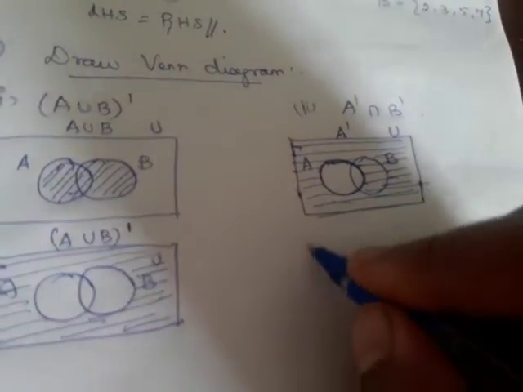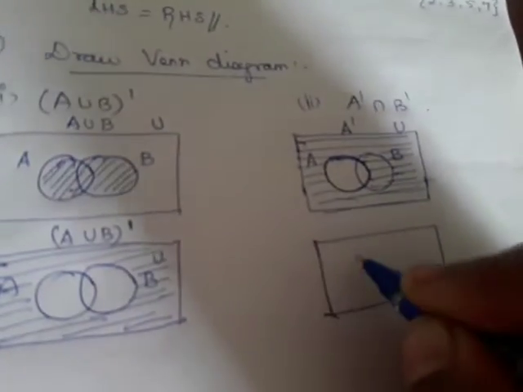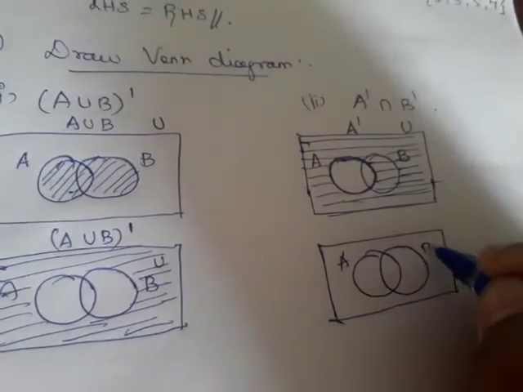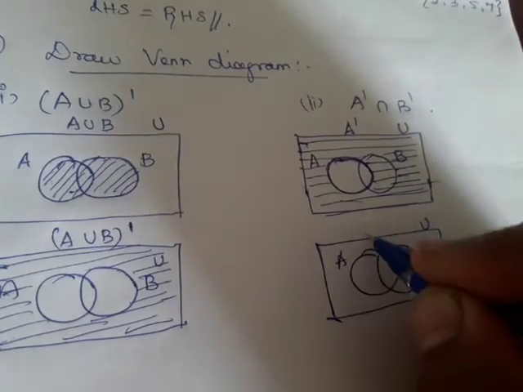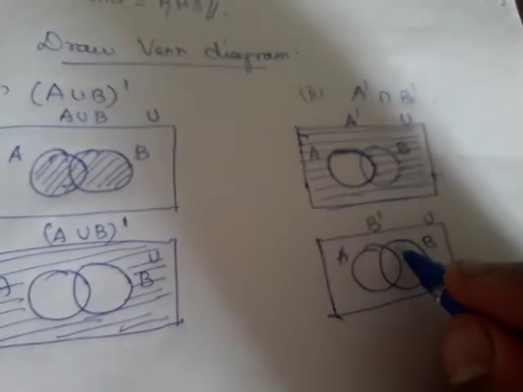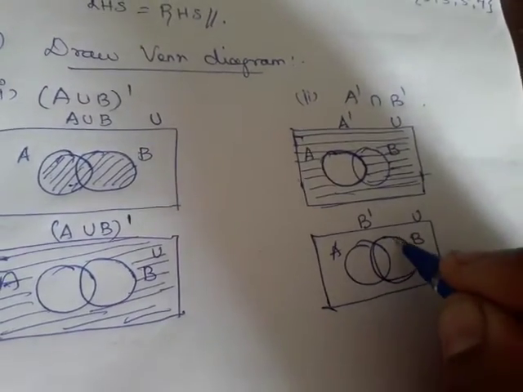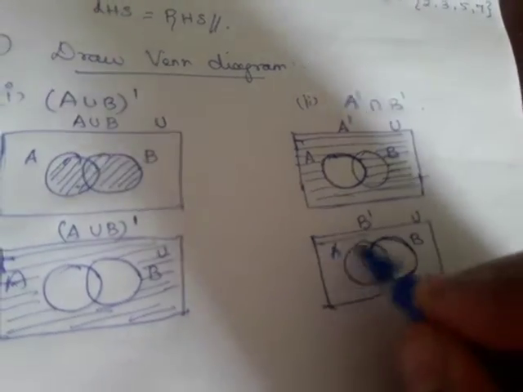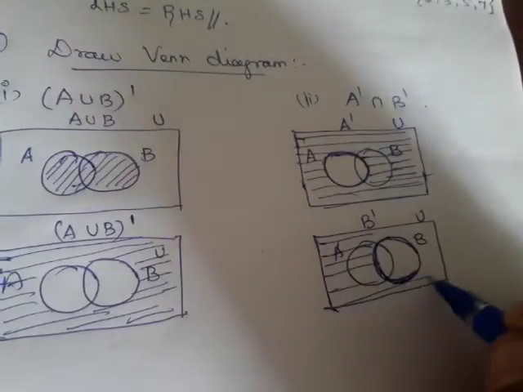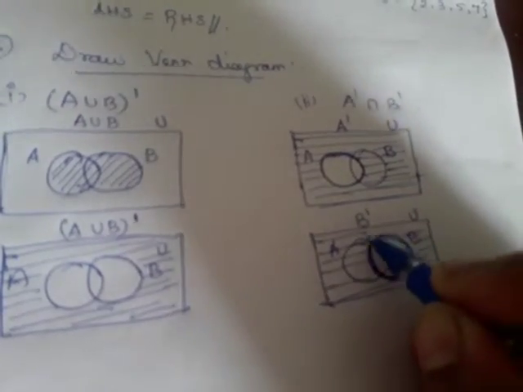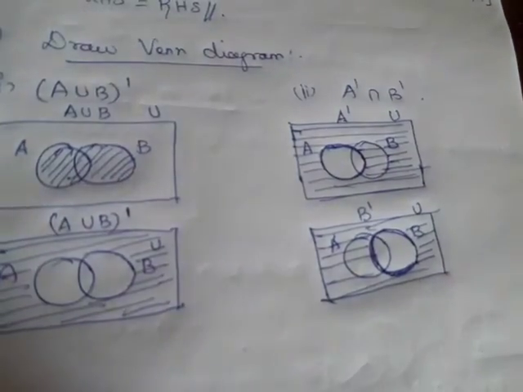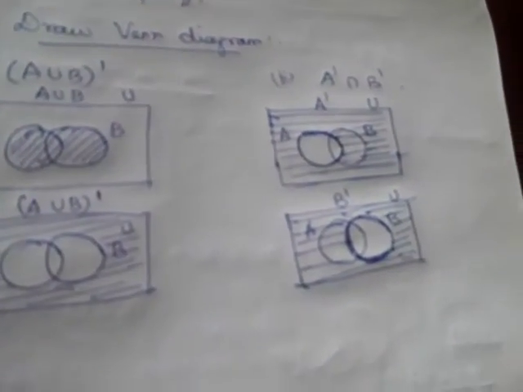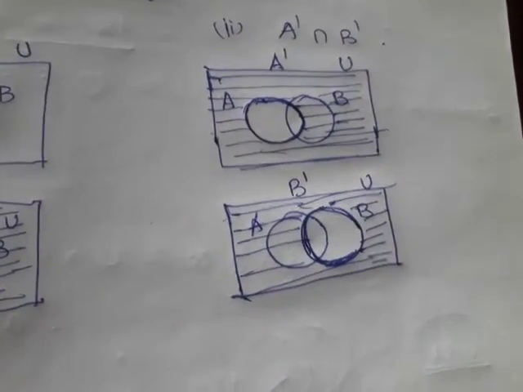Similarly, next step we are going to find B dash. A, B, and now we are going to find B dash. B dash means you should leave B alone. You should leave B and then shade the remaining regions. Right? This is our A dash and this is our B dash.